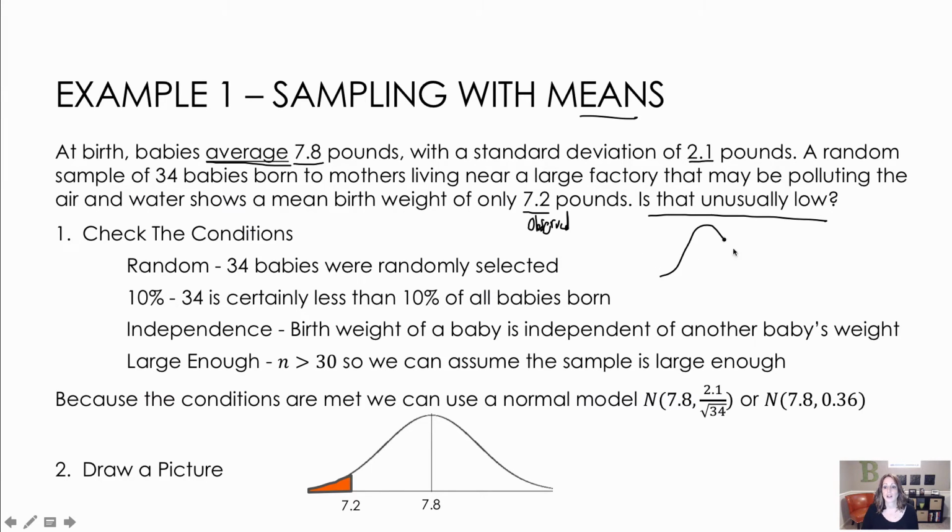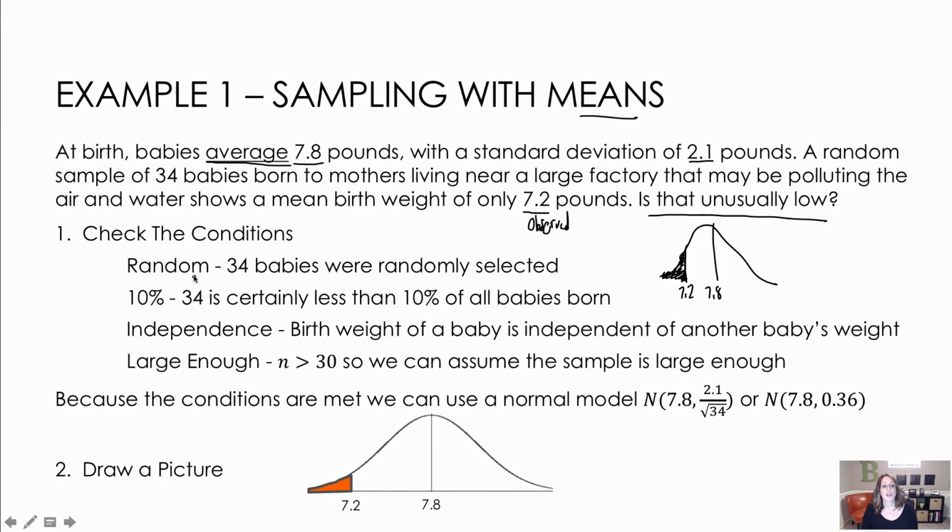If we've got our curve here, that was a bad curve, but 7.8 is what we expect, and we've got 7.2, which is obviously to the left. If it's unusually low, that would mean that the weight is 7.2 or less. So this is the area that I'm finding, and it's good to know that coming into it so you can do your calculations correctly.